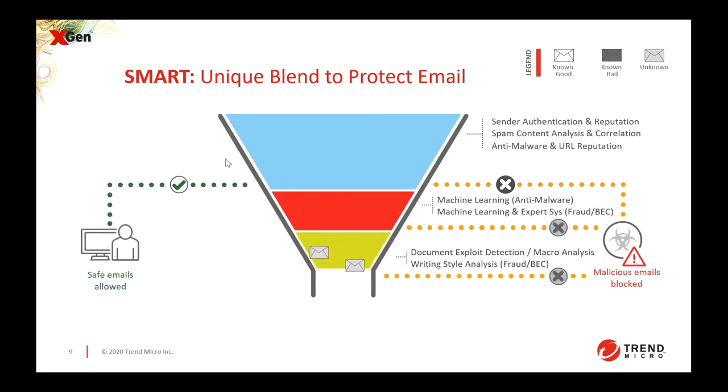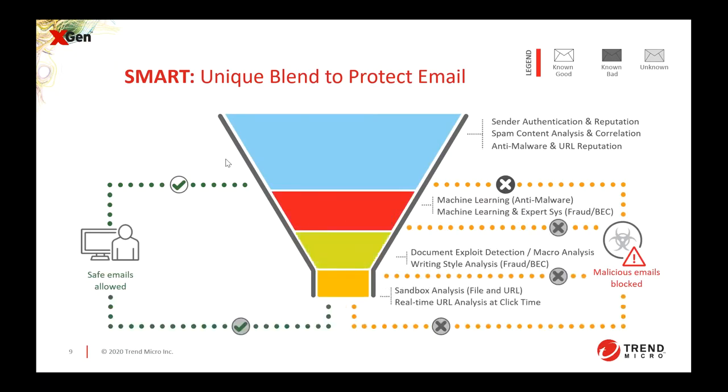So we are following the systematic procedure to protect against attacks. This is how we are protecting with the known things like the sender reputation, the authentication, the spam content analysis correlation, anti-malware, and URL reputation. During the entry level, we are using these kinds of detection techniques to block the threats.